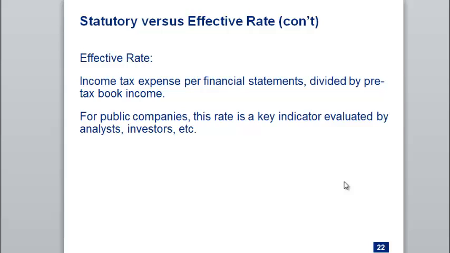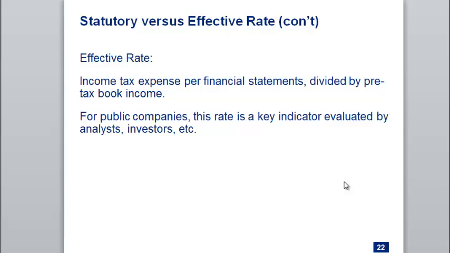Okay? That ratio will give you an effective tax rate. You want your effective tax rate to be low, right? The lower the better. The lower effective tax rate you have, that means the lower expense you have, that means the higher net income you have, and everyone's happy when the income is higher, right?